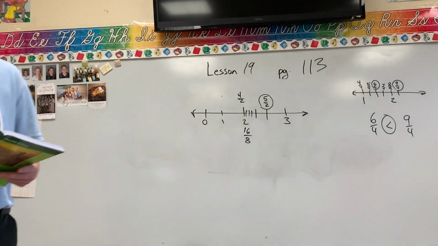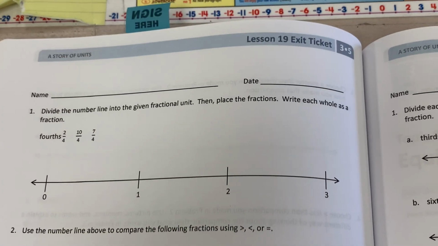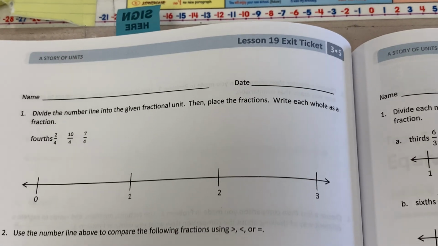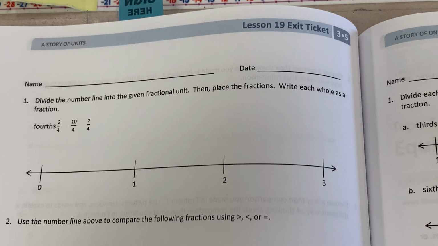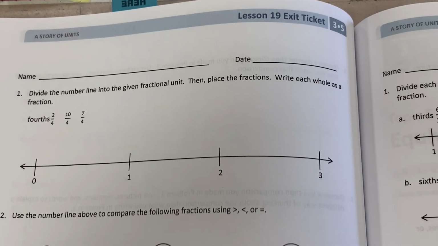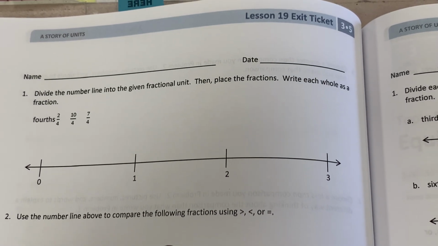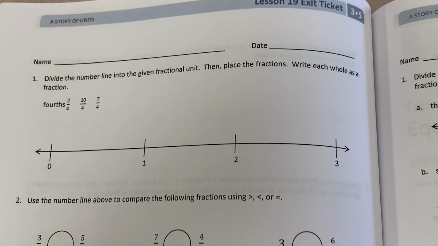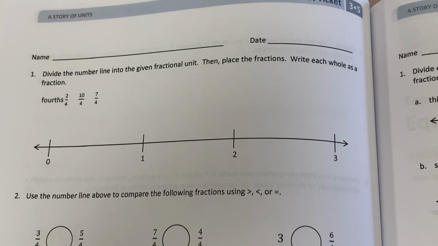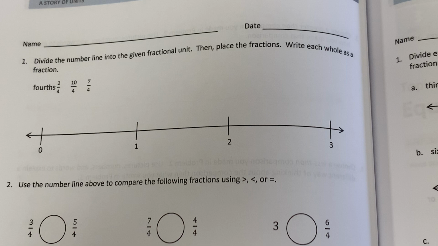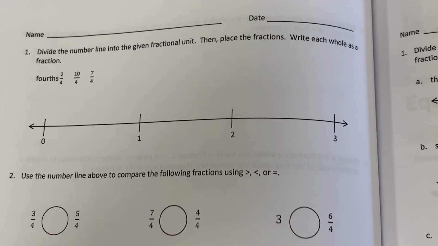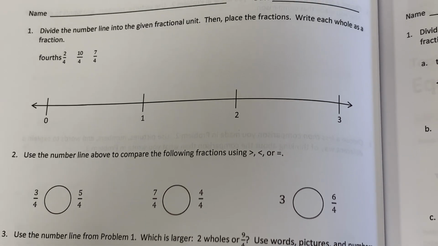All right, let's look at your exit ticket today. It says divide the number line into the given fraction unit, then place the fractions, write the whole as a fraction. So you need to write your wholes above, and we're doing fourths. So of course above your 0 is going to be 0/4. Above your 1 is going to be 4/4. Then break your number line into fourths and find 2/4, 10/4, and 7/4.